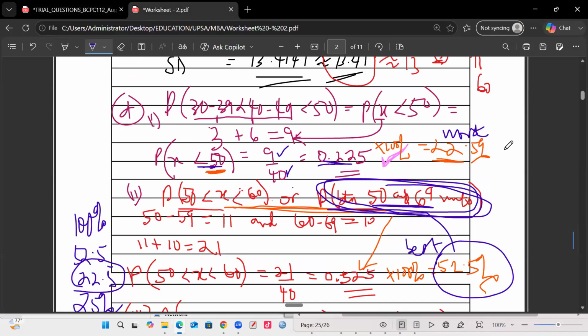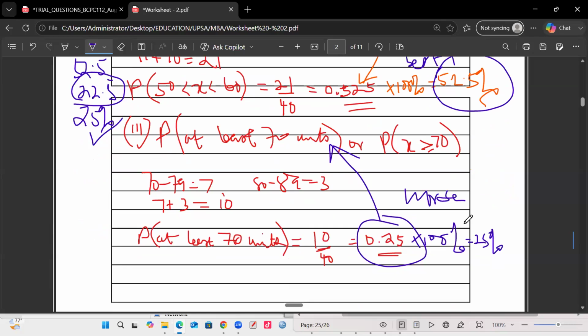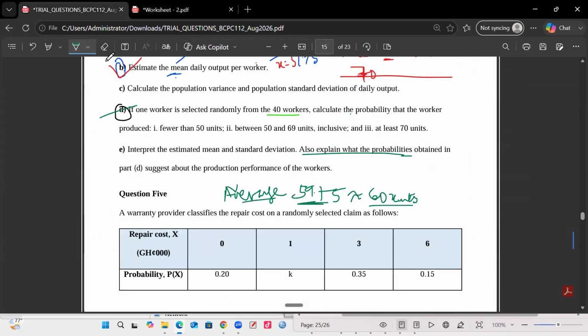22.5% of the workers produce below 50 units, which is the worst performance so far. Also, 52.5% of the workers produce between 50 and 60 units, which is the best and highest performance so far. 25% of the workers produce above 70 units, which is a relatively bad performance so far. Are we good? Yes.